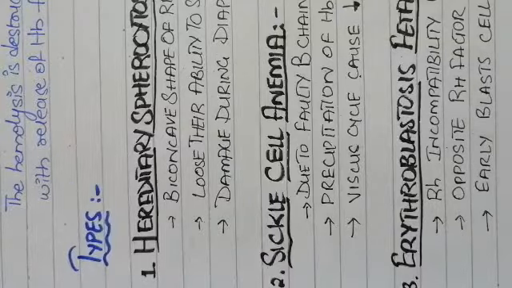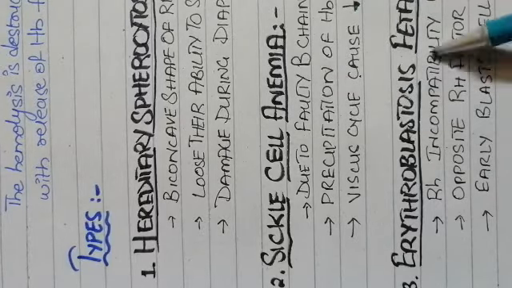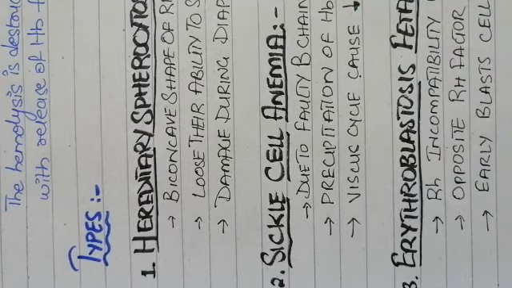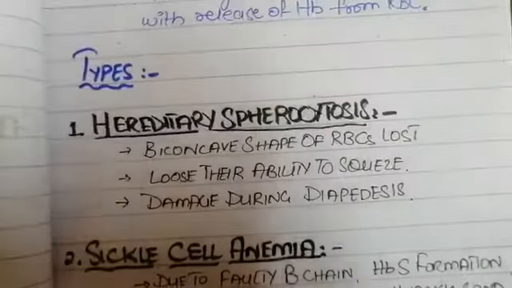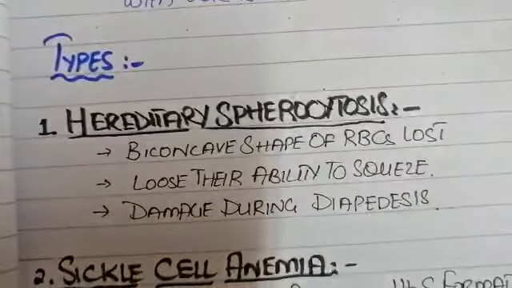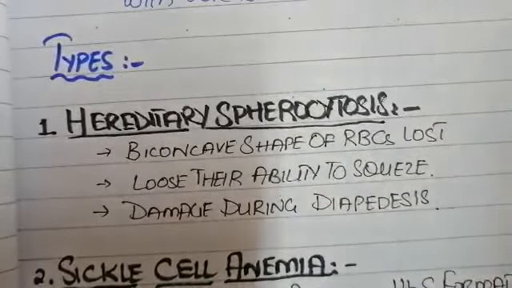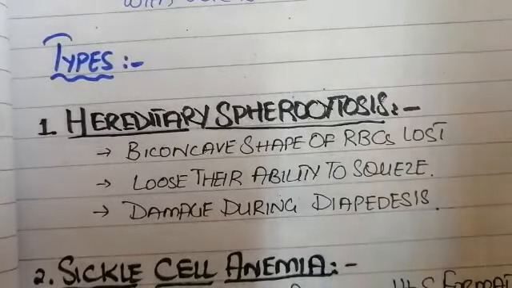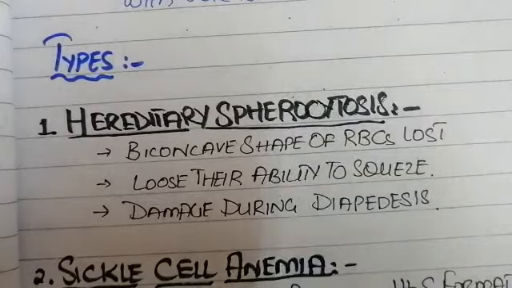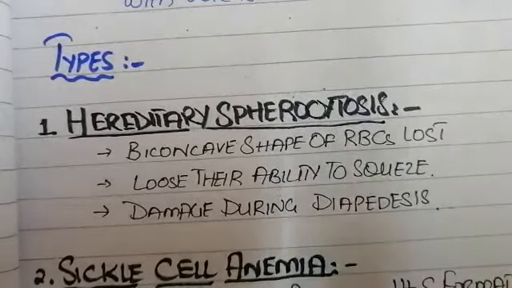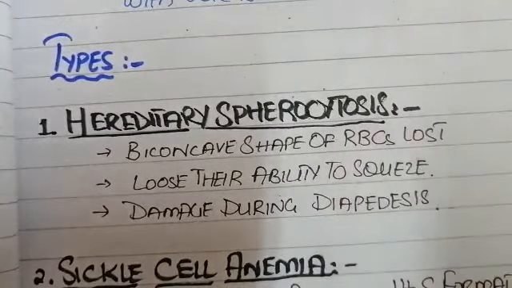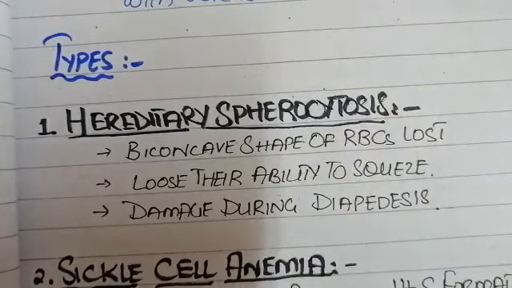Coming to the types of hemolytic anemia, they include hereditary spherocytic anemia, sickle cell anemia, and erythroblastosis fetalis anemia. Starting with hereditary spherocytosis anemia. In this condition, you can see three important features. The biconcave shape of the RBC is lost, in which the RBC loses its ability to squeeze because this biconcave shape is converted into a circular shape.